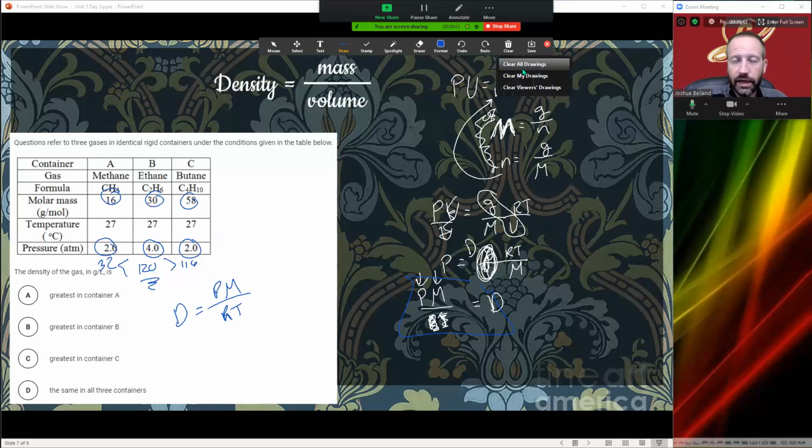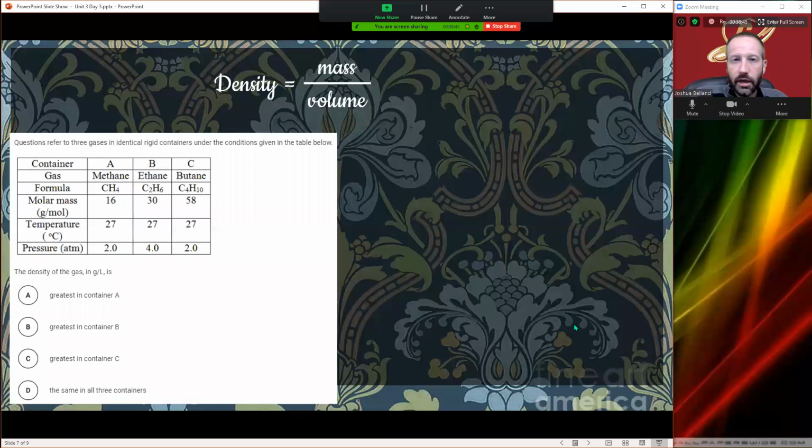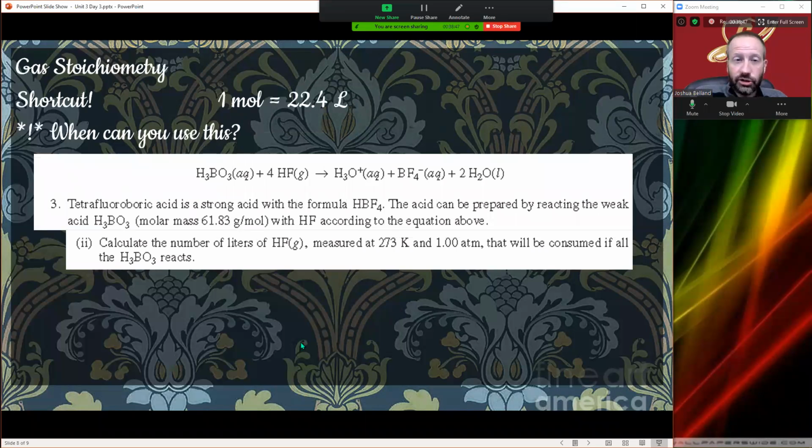Okay, let's clear this away. Believe it or not, we are actually almost done. One final thing I wanted to go over with you, some gas stoichiometry. It is not uncommon for them to ask you to do stoichiometry with gases. And you can do stoichiometry with gases like you do anything else, because gases have moles, and gases have volumes, and gases have pressure. And you can do stoichiometry with all that.